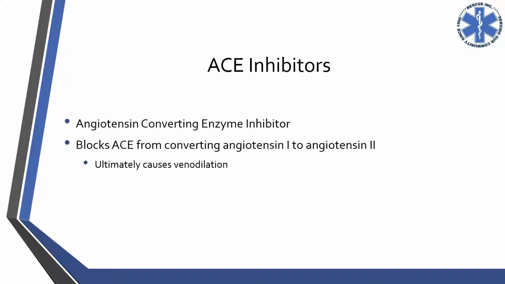And what we're doing by blocking that conversion from angiotensin 1 to angiotensin 2 is ultimately we're going to have a venodilation. Because when it converts to angiotensin 2, the veins constrict and that increases blood pressure. If we don't allow that conversion to happen, then we're going to get some venodilation, smooth muscle dilation in the venous system, and that's going to reduce blood pressure.